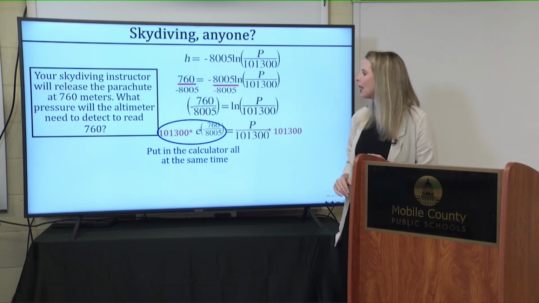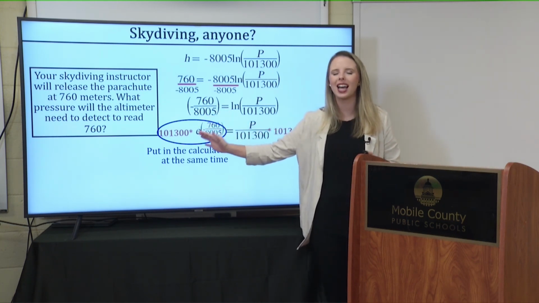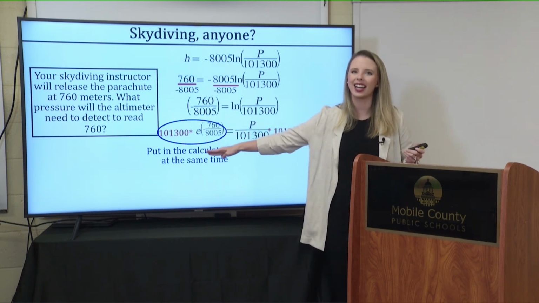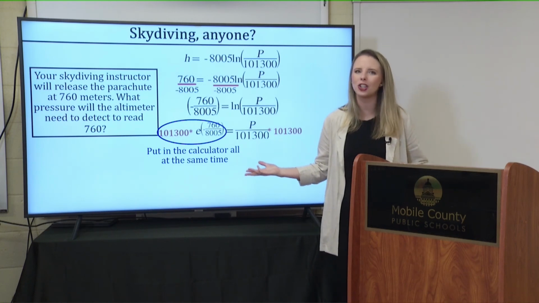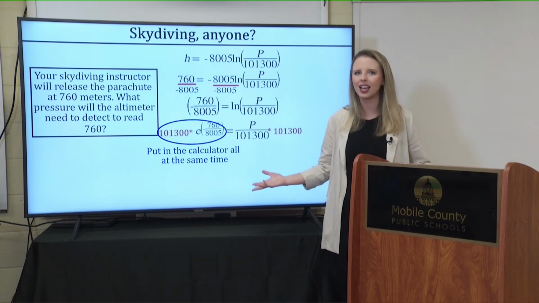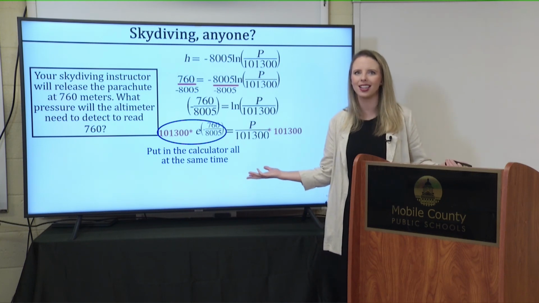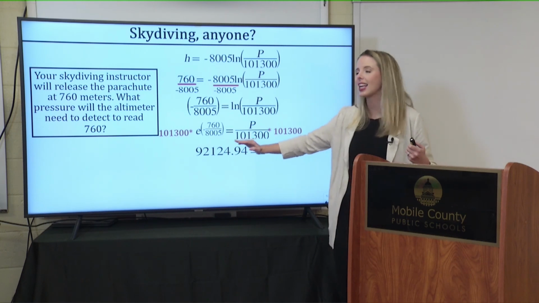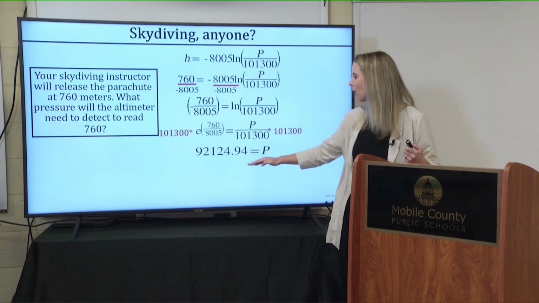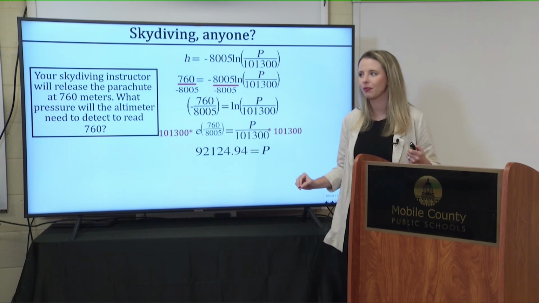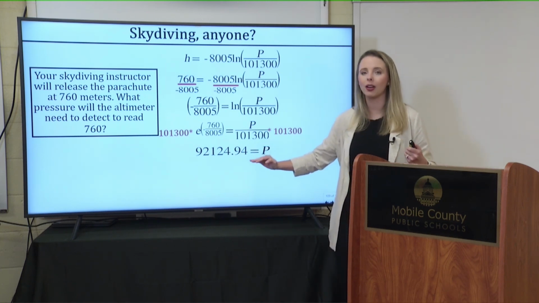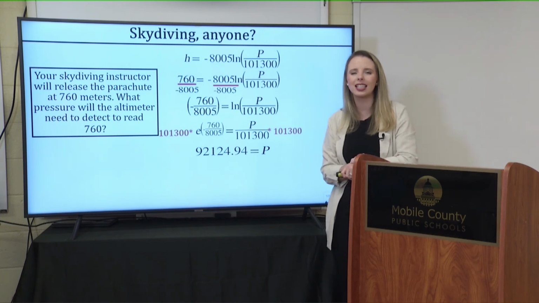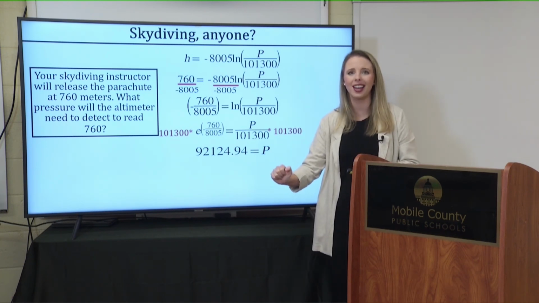Yes. And remember, we're going to put all of this in our calculator at one time so that we can get the most accurate answer possible. We know this is our exact answer, but it still doesn't tell us what pressure their tool needs to read to display 760 meters, does it? But if we put all this in, we know that it's going to need to read 92,124.94 pascals. So when the altimeter reads that pressure, the skydiver will see 760 meters and he'll pull the parachute, right?